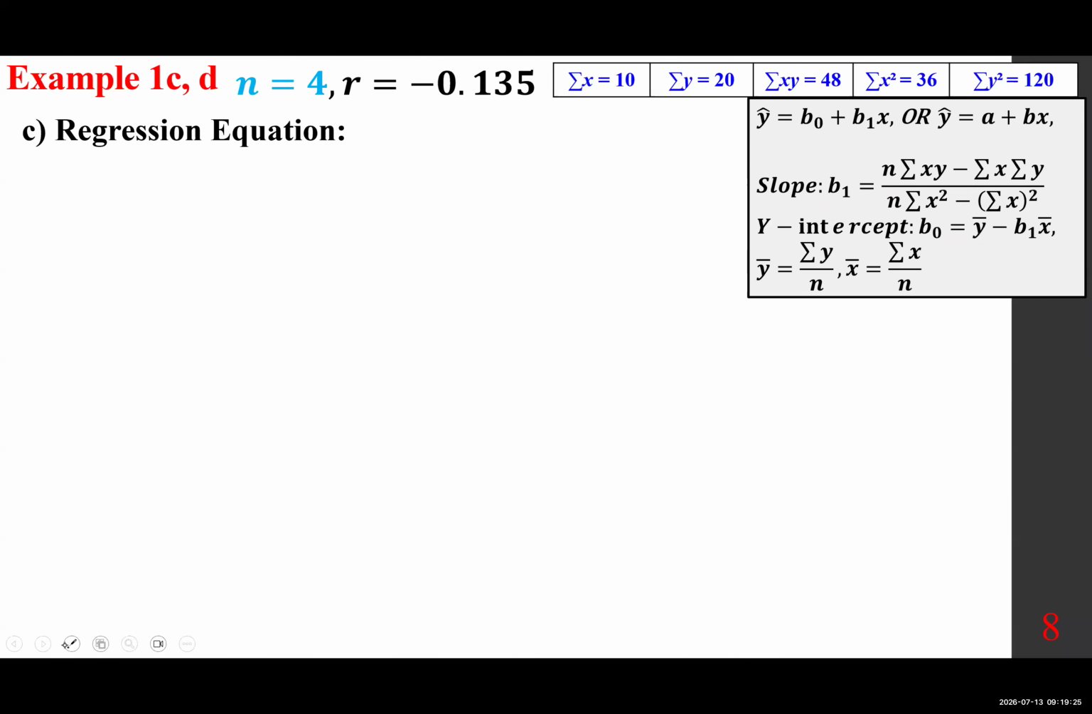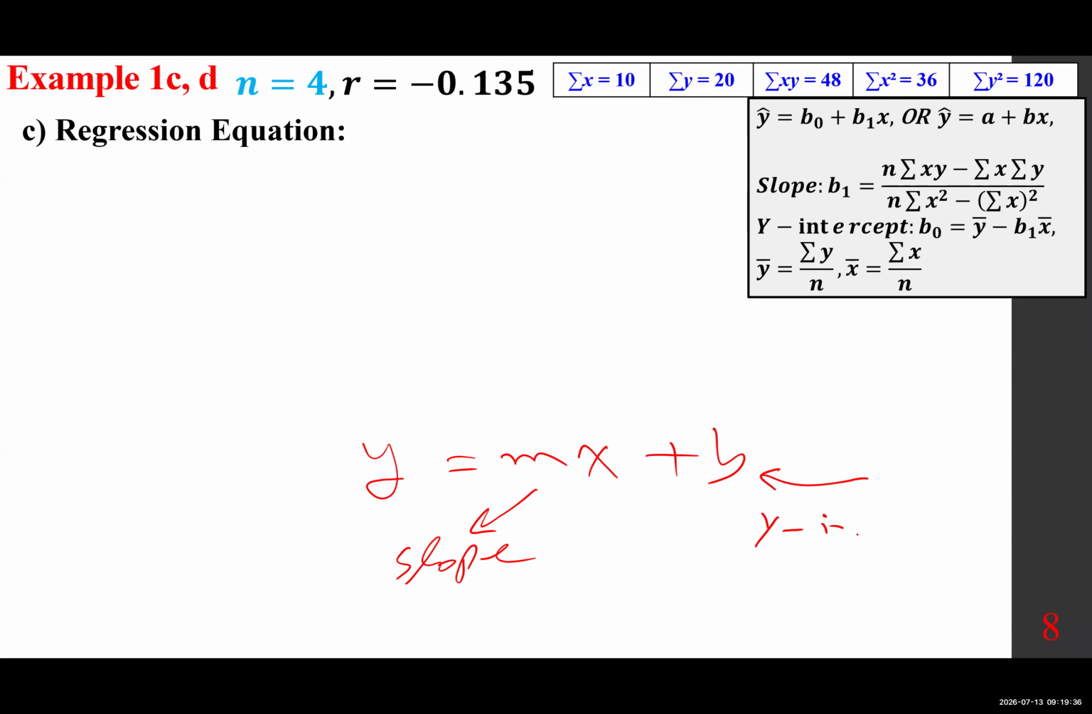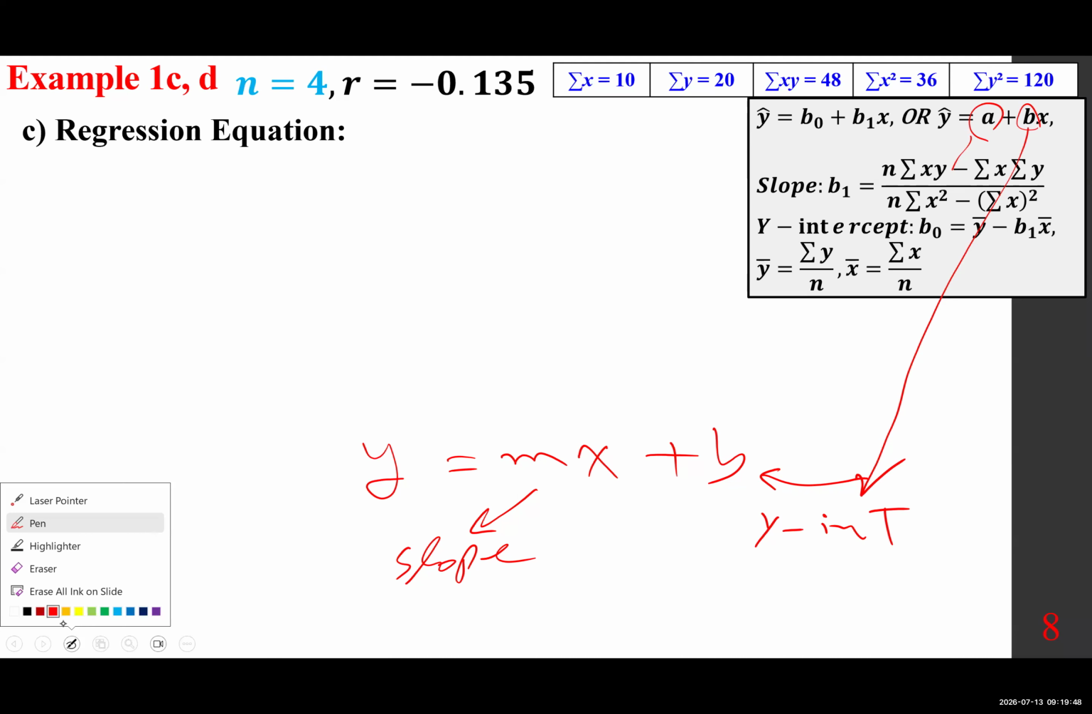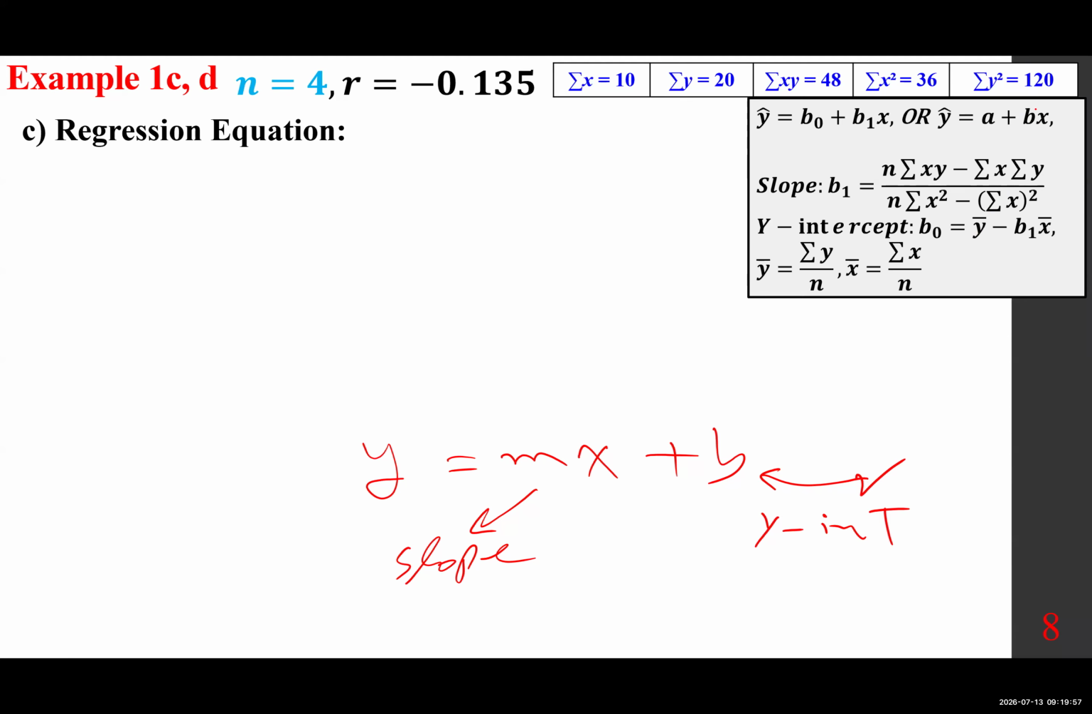Remember, I want to remind you, y equals mx plus b. This is the slope, right, everybody? And this is the y-intercept. Okay, so look at this one. This is the y-intercept, and this, my apologies, this one is the slope. This one is the y-intercept. So just reminding you of what we learned in basic algebra.